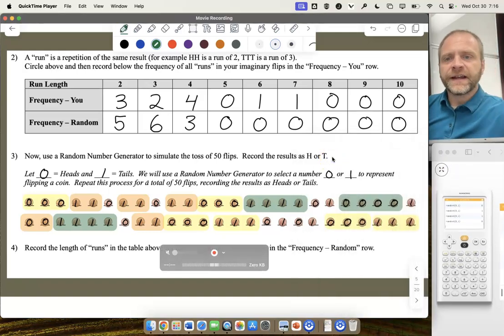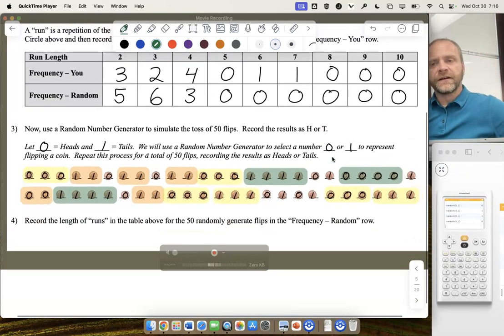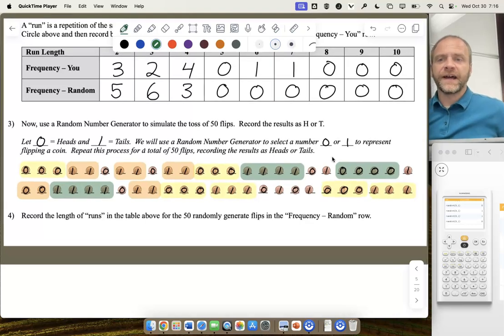It's going to be a little different than what was recorded. I had 3 zeros in a row, I had 2 ones, and so on. And once I do that, I'm going to do the same thing. I'm going to look at the streaks. I'm going to look at the runs.